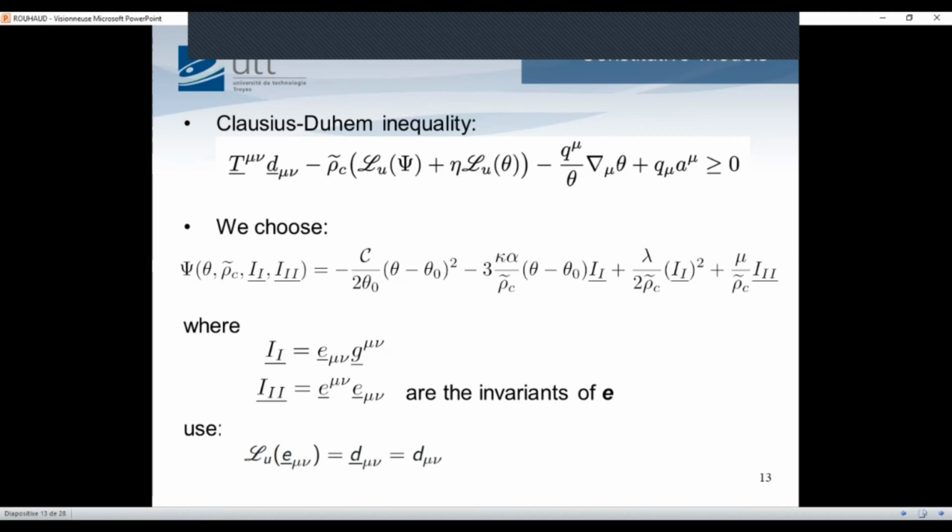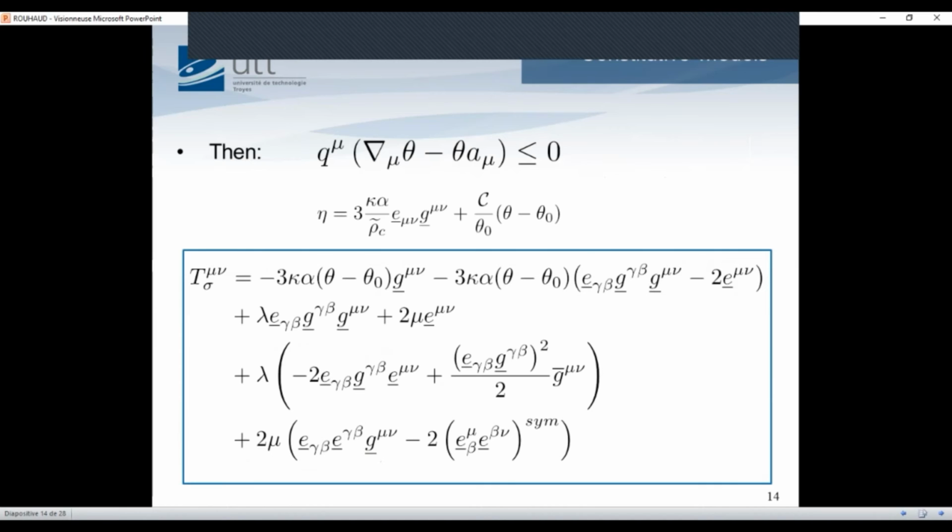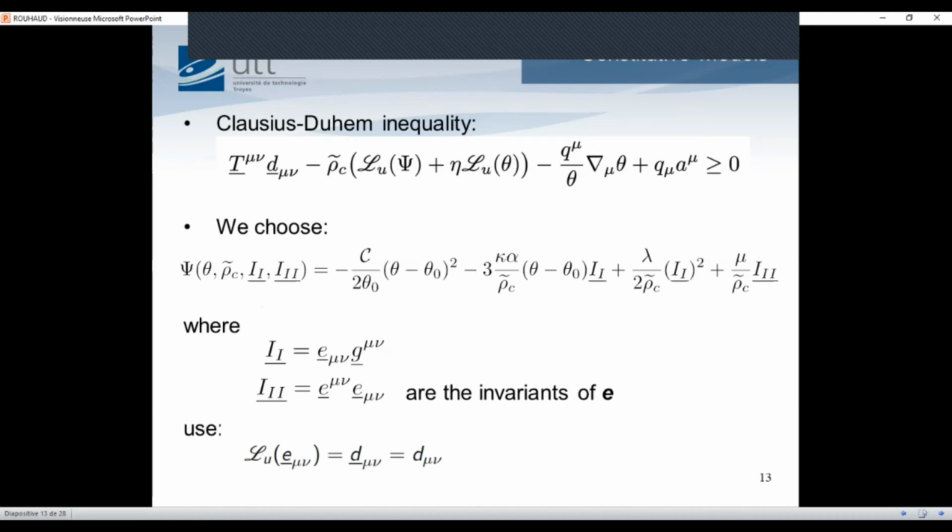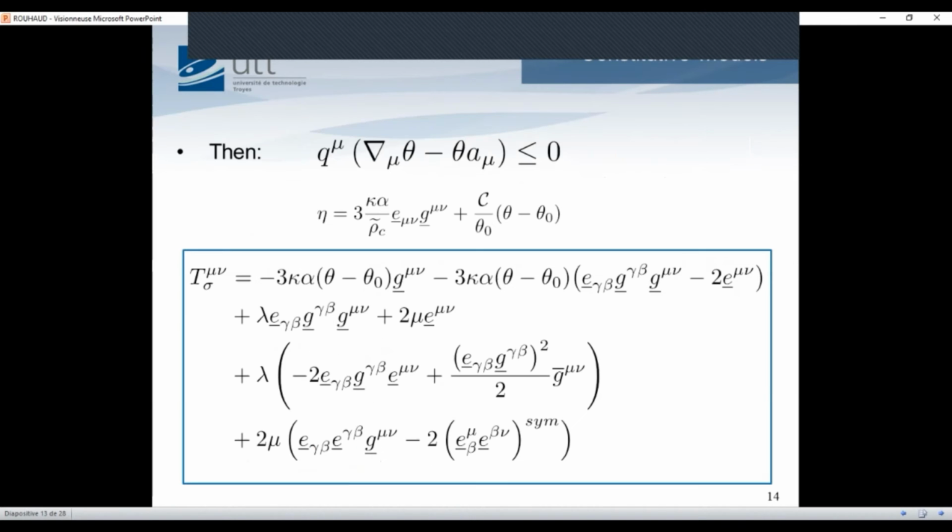So we use this. After some derivation, we can show that we obtain these three equations, also considering that we have independent paths in temperature and rate of deformation. So we have three equations here, one for the heat, one for the specific entropy, and one for the stress tensor that is detailed here.